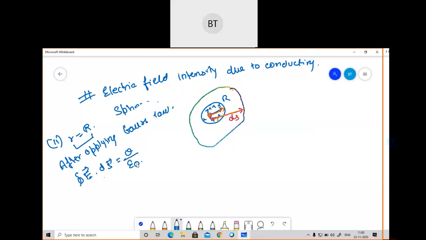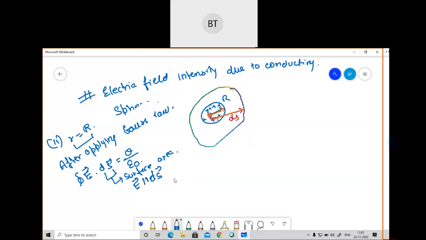We are already aware of this term. So when we apply the Gauss law, this is the value I'm getting. What is this? This is our surface area. So ds represents the surface area. Here also the surface area is parallel to the electric field. So both are parallel to each other. So E is parallel to ds.